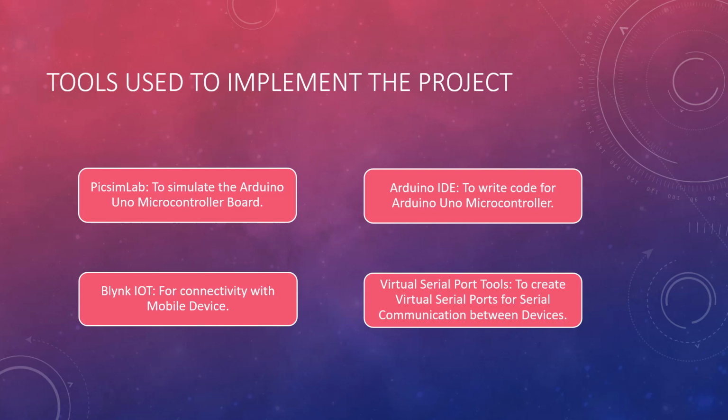You will use the virtual serial port tool to establish serial communication between the PiximLab simulator and the Blink app or other software. This helps in testing and debugging the interaction between your simulated Arduino hardware and the mobile application. By leveraging these technologies, you can create a robust and interactive home automation system that can be tested and managed both virtually and in real world scenarios.